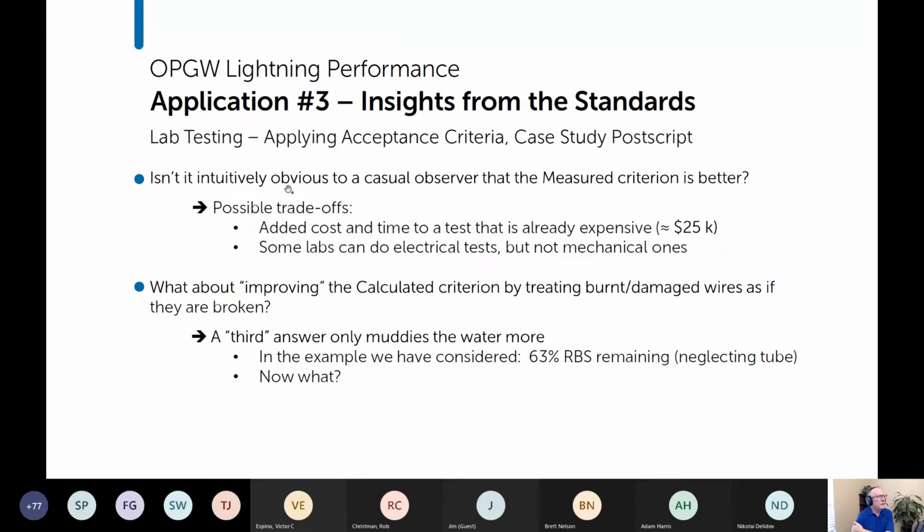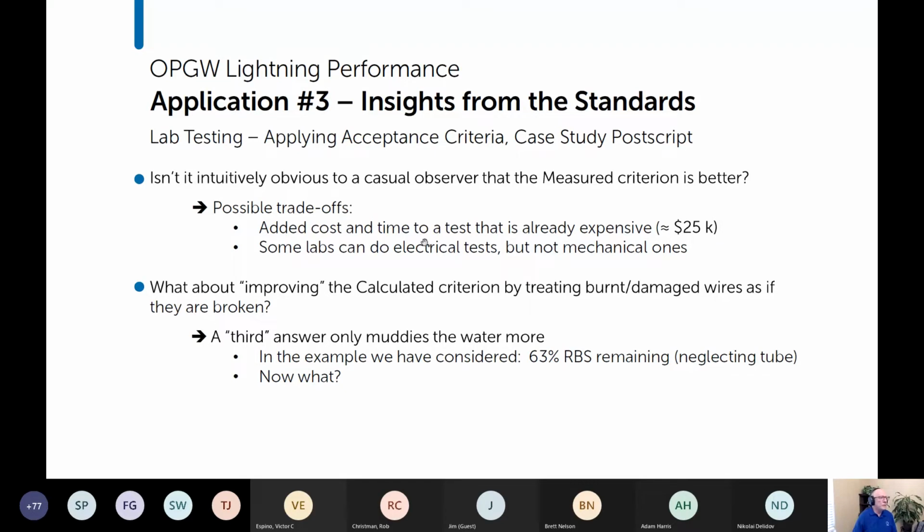So I think, isn't it intuitively obvious that you should be using the measured criteria? You could even be applying the IEC standard and say, I want the testing per the IEC standard, but I want the actual remaining strength tested, and I would be fine with that. But you should just understand trade-offs.